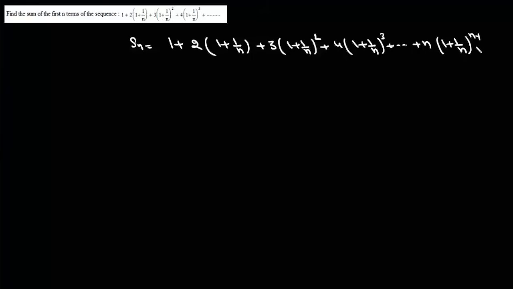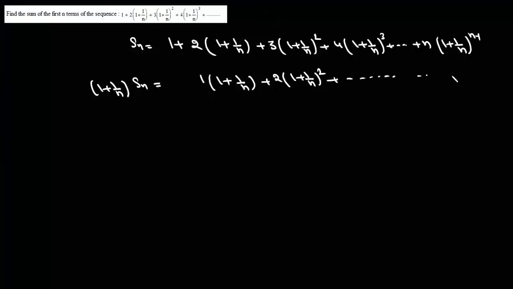Now it's an AGP, and for an AGP what we'll do is we'll write the series again and we'll multiply the series with its common ratio, which is 1 plus 1 by n, and we'll displace the series by one term. So here it will be 1 into 1 plus 1 by n, 2 into 1 plus 1 by n square, and then in the end we'll have n into 1 plus 1 by n whole to the power n.